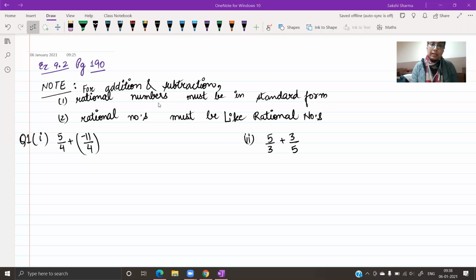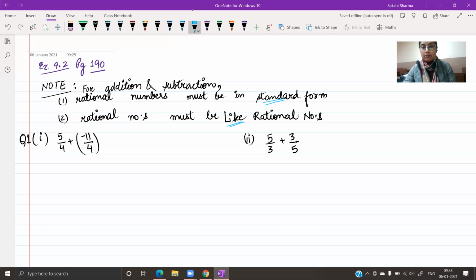मैंने आपको ये पहले भी बताया था जब हम first exercise कर रहे थे, ये जब भी आपने arithmetic operations perform करने हैं, rational numbers को compare करना है, rational numbers को number line पे represent करना है, you want them to be in standard form. And what is standard form? कि आपका rational number जो होगा वो simplest form में होगा और उसका denominator जो होगा वो positive होगा. That's a must. Then the second thing we want is we want the rational numbers to be like rational numbers. The denominators must be same. Both these things are very important.